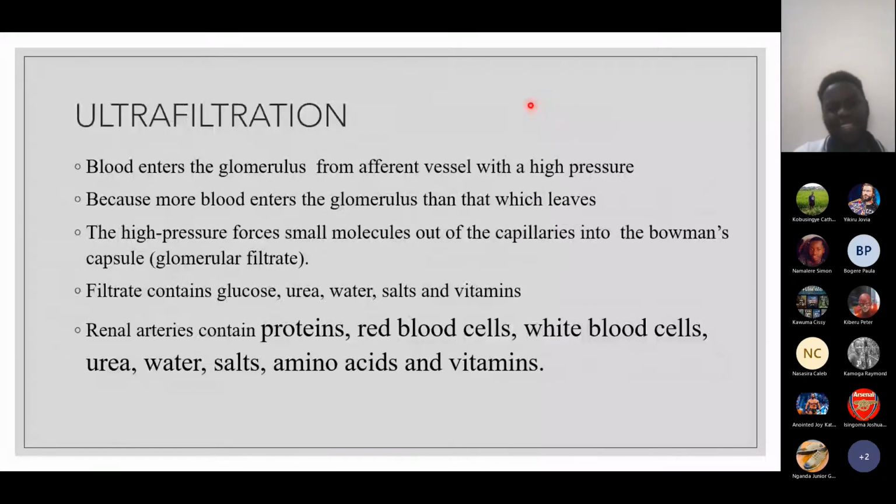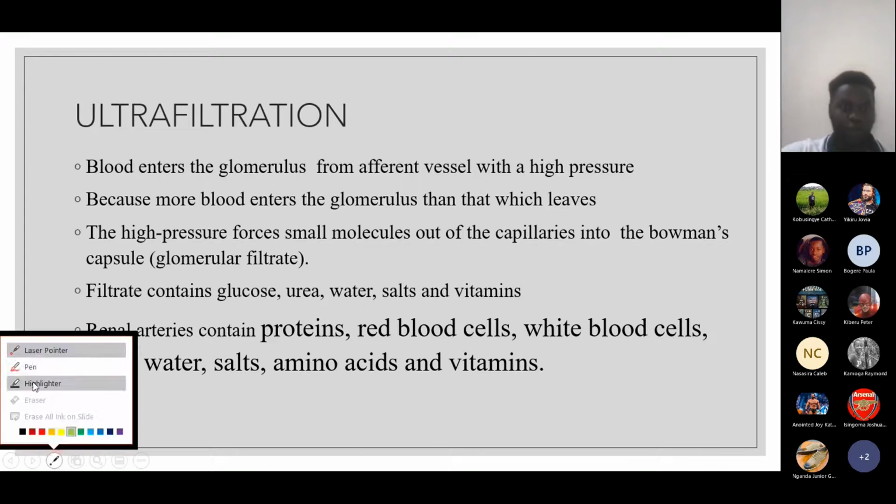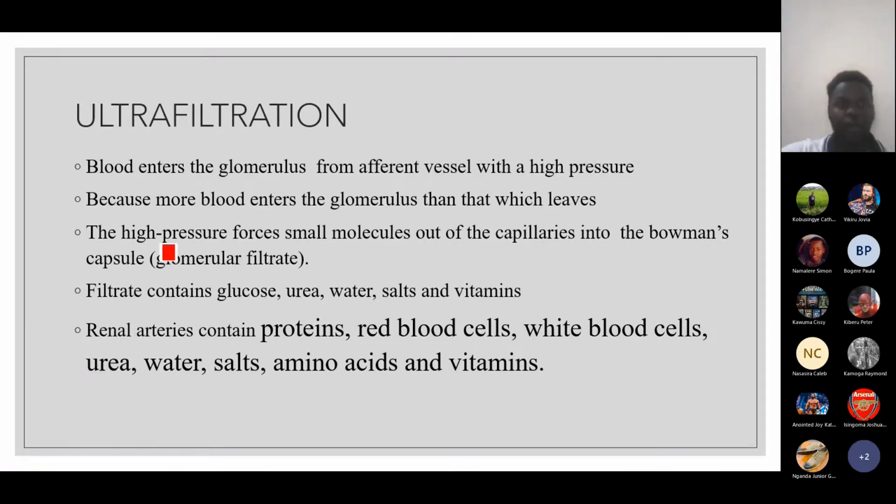So let's go back here and see what we are talking about. Blood enters the glomerulus from the afferent vessel with a high pressure. However, more blood enters the glomerulus than that which leaves at any one time. So this high pressure, generated because of the continuously incoming blood and the little blood leaving, is going to force small molecules out of the capillaries into the Bowman's capsule. This is going to form what we call the glomerular filtrate.